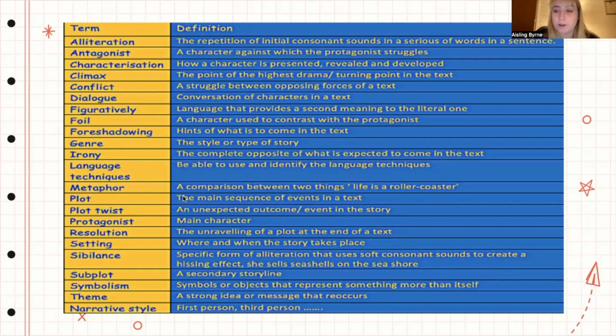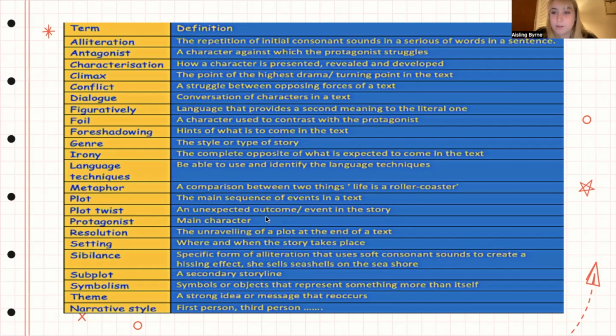Then we have metaphor coming up right now. A comparison between two things. For example, life is a roller coaster. So we're comparing life to being like a roller coaster here. So these are the two things being compared against. Plot: the main sequence of events in a text. And a plot twist: an unexpected outcome or event in the story. So something we didn't expect coming from the start.